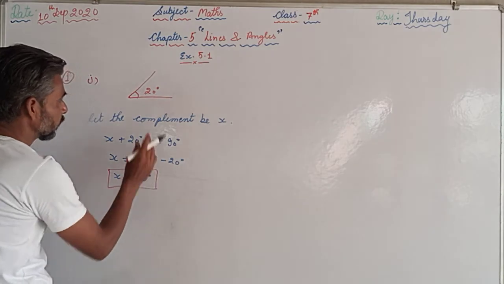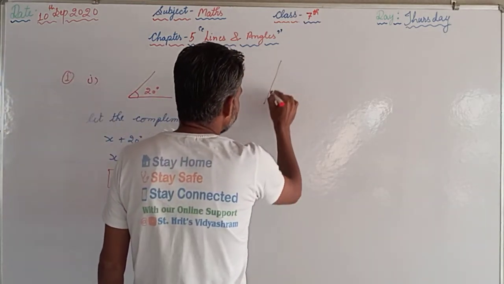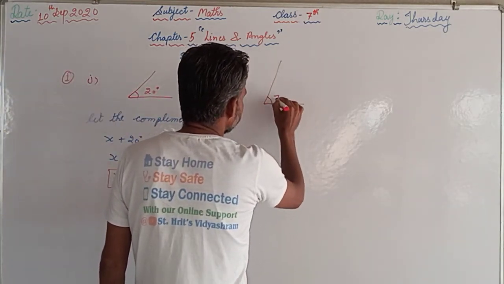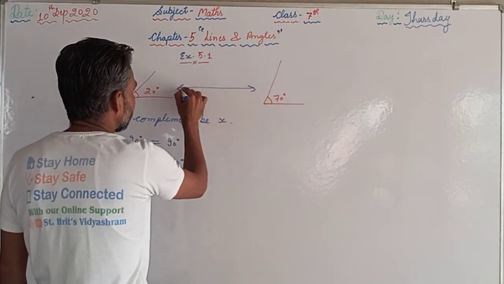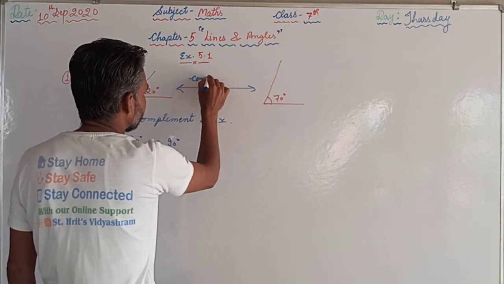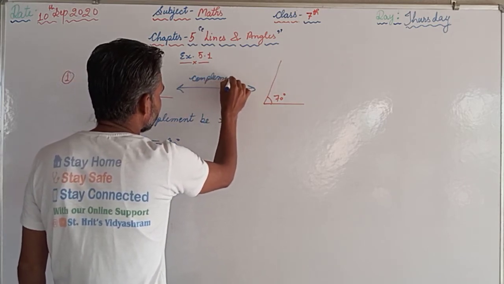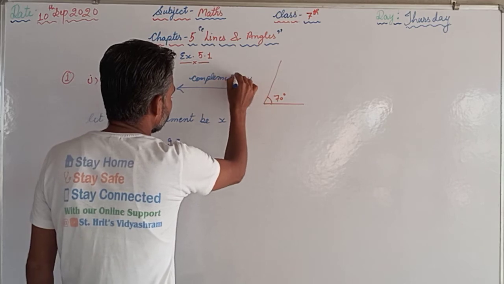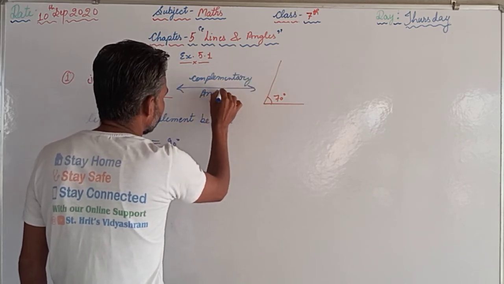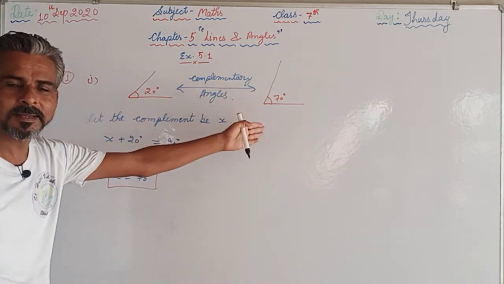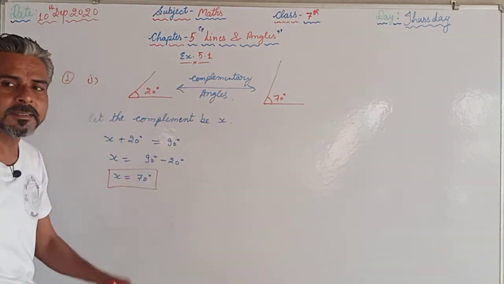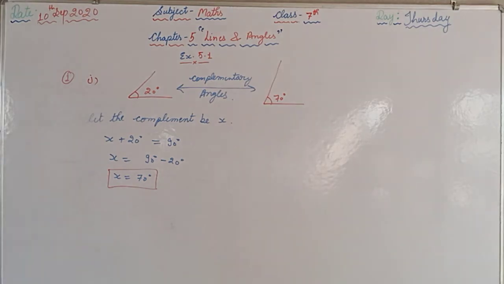degrees. Now this is 20 degrees and the complement will be 70 degrees. These both are complementary angles. Why are these complementary angles? Because the sum of these two angles is 90. 70 plus 20 is 90. So like this we are supposed to proceed with this question. Now we will see the next question.